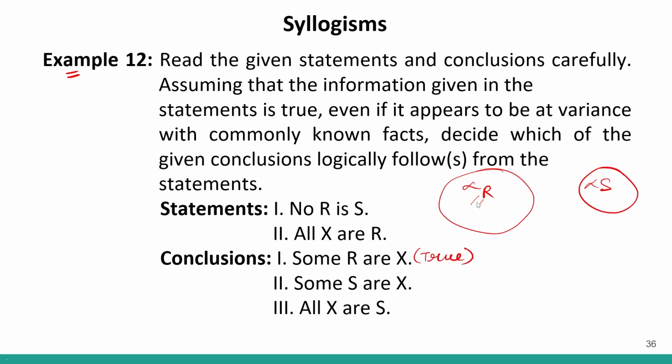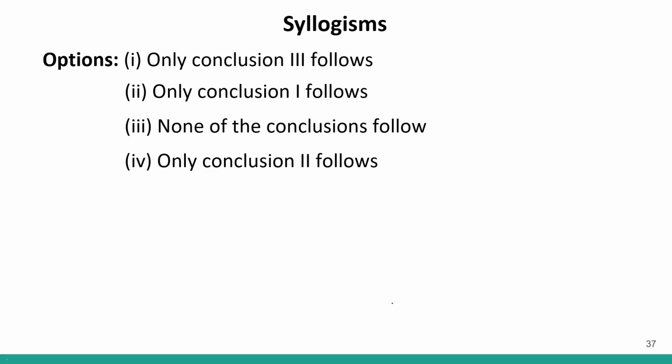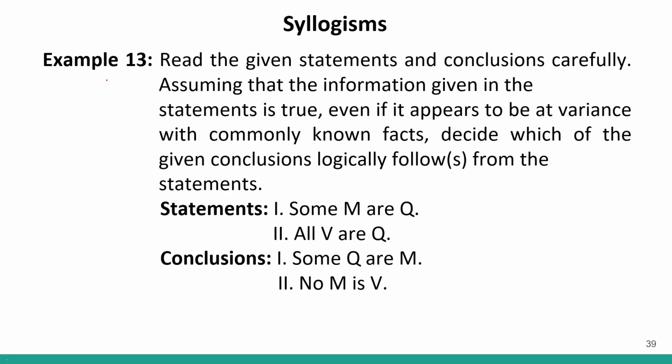Second one says some S are X. No, because X is inside R. Correct? X is inside R and R and S cannot overlap. So this is false. Third one says all X are S. Definitely false. So only conclusion number 1 is true, but conclusion number 2 and 3 are not true. If I look at the options, option number 2 says that only conclusion 1 follows. So this will be my answer. Clear?